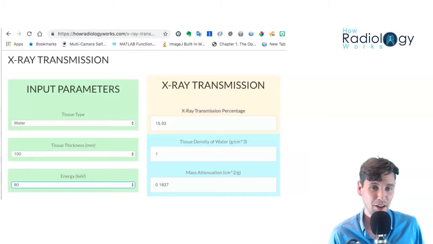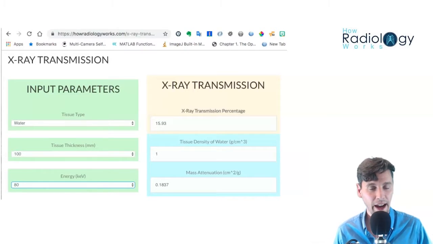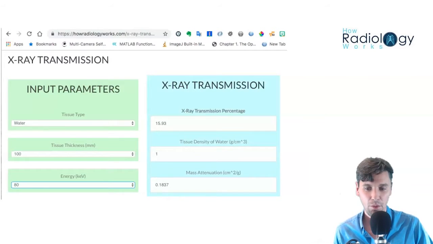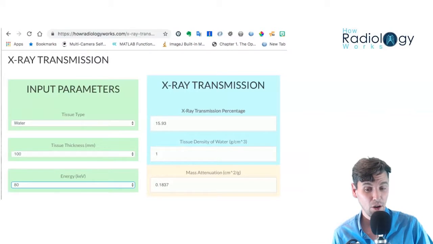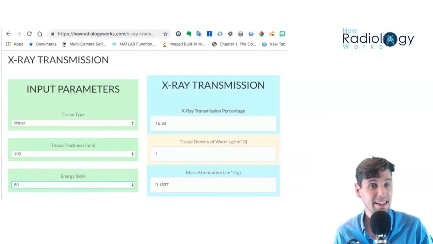And we probably already knew this, but we're just reinforcing that as the energy is increased, we see that we have higher transmission. So as the energy is increased, higher transmission, higher penetration through the object. And we can see that that's happening because our mass attenuation coefficient is going down. So as that energy is increased, that mass attenuation is going down, but obviously the density of the water is staying the same.